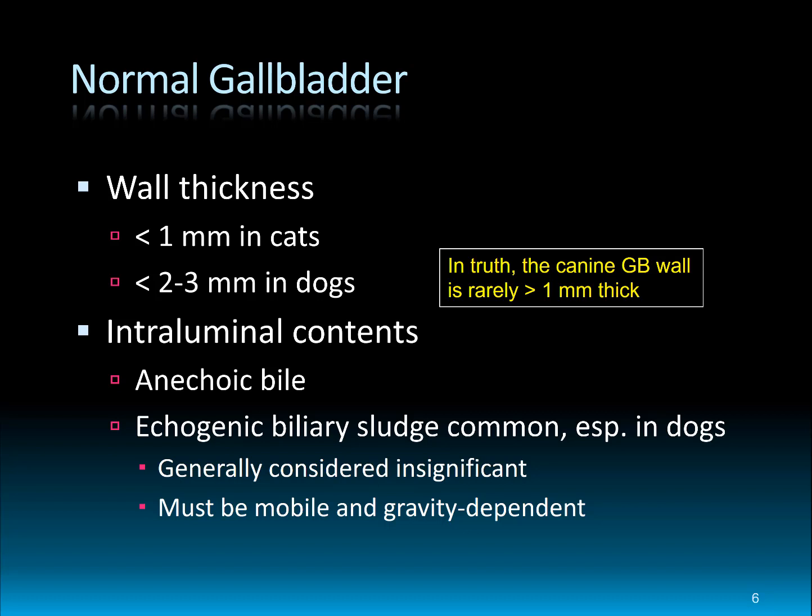The contents are supposed to be anechoic. The bile is supposed to be anechoic. In dogs, we will commonly see dependent echogenic biliary sludge. Less common in cats, although certainly we do see it sometimes. Most important part, it should move around. It should be gravity dependent. It shouldn't be adherent to walls. It shouldn't be floating or in place in the middle of the lumen.